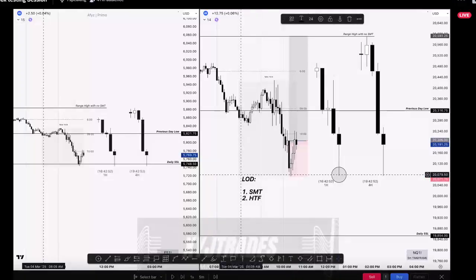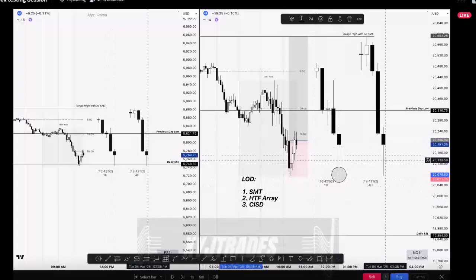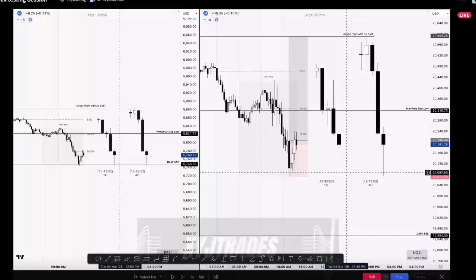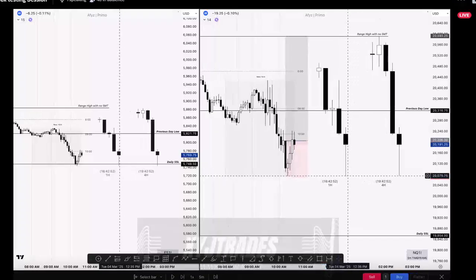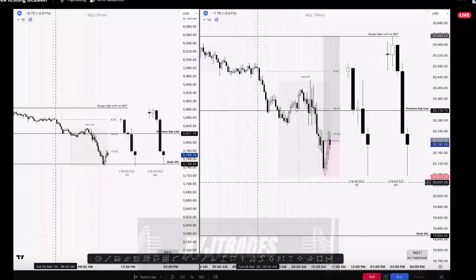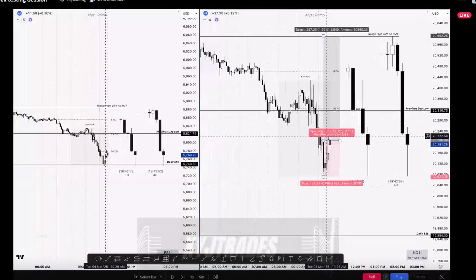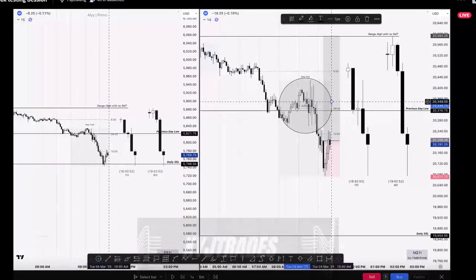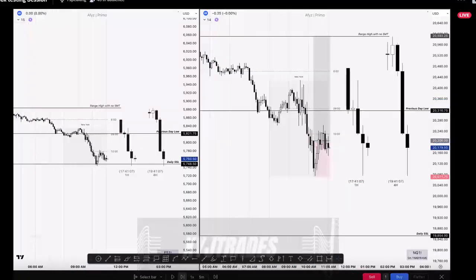SMT, higher time frame array, then we get our change state delivery, right? So this is essentially qualifying this hourly low and this 4-hour low as the low of the day. In hindsight, this would have been a great trade for me to take, and potentially I should have taken it. I just was uncomfortable trying to catch the bottom, and I didn't necessarily love this accumulation that I saw in NASDAQ in the morning. I thought this would be higher resistance to trade through, but obviously, hindsight's 2020, right?